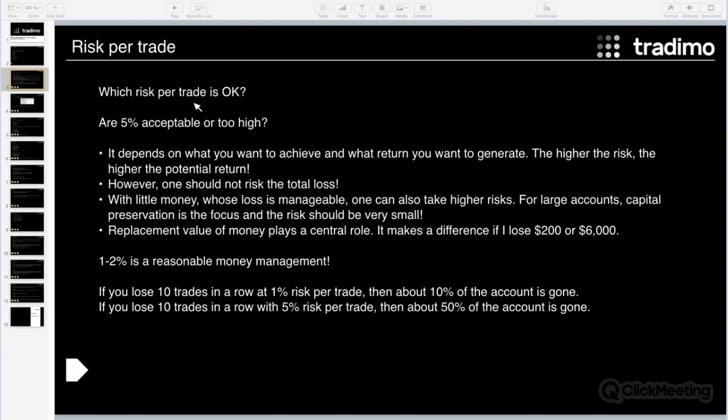So regarding and considering all these aspects, I would say 5% is way too much.